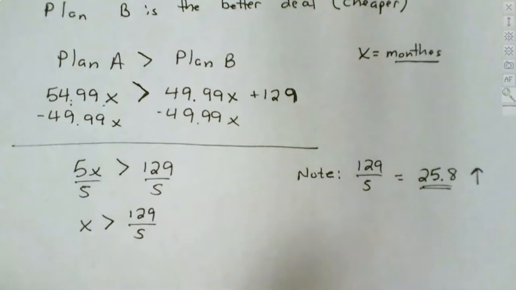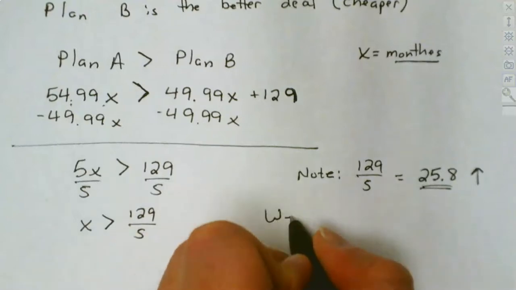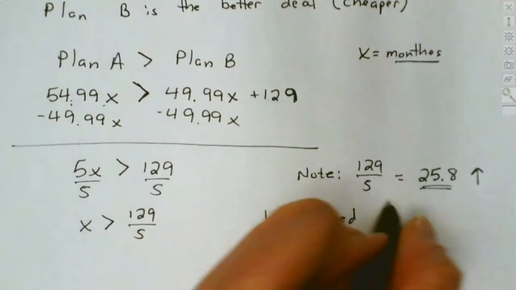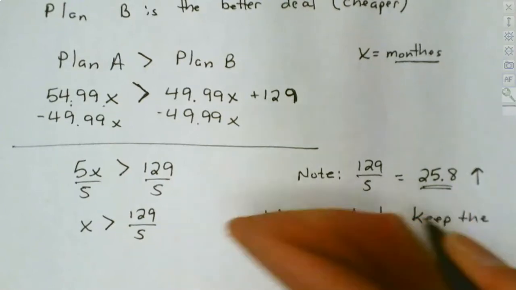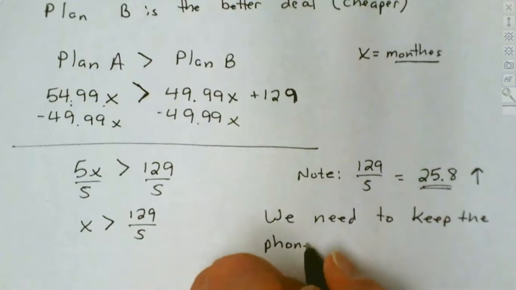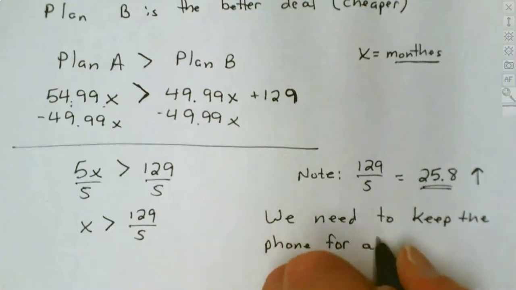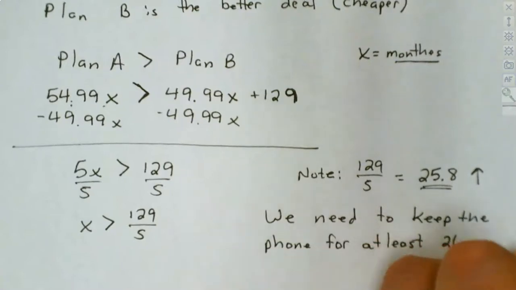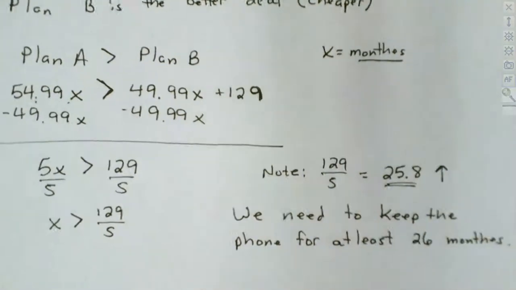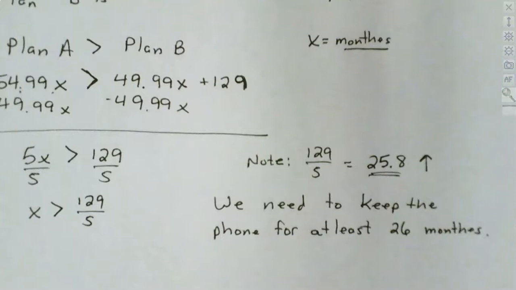So how many months do we need to keep the phone for it to be a better deal? Well, we need to keep the phone for at least 26 months. So as long as we can keep this phone for at least 26 months, then we're better off just buying it.